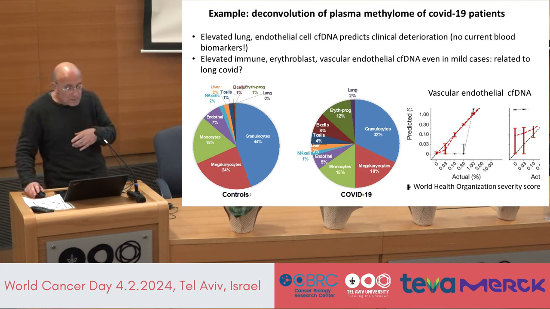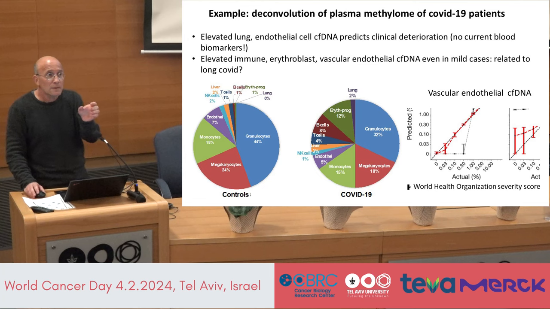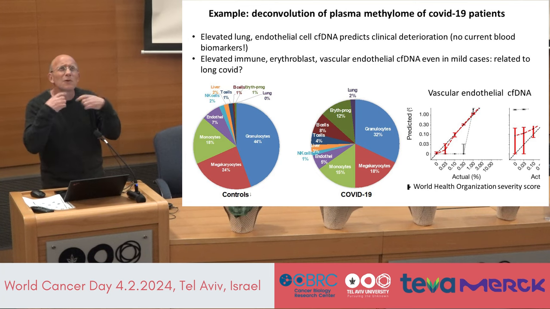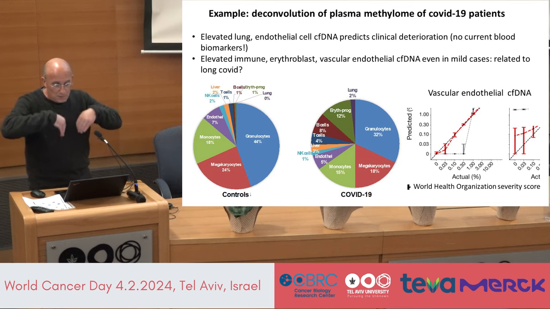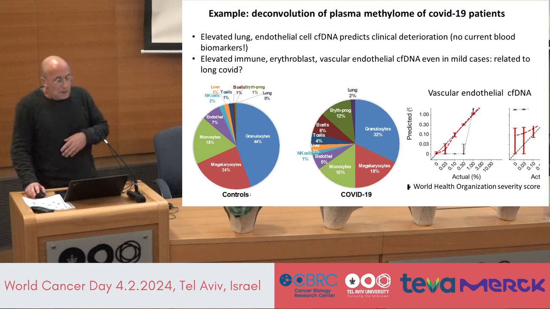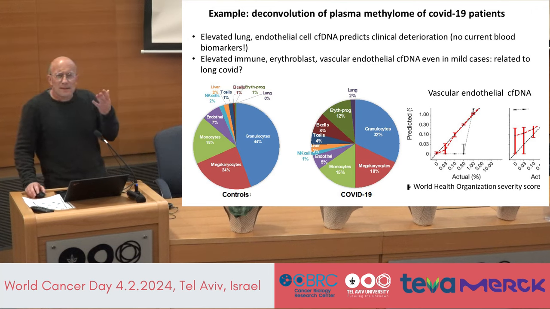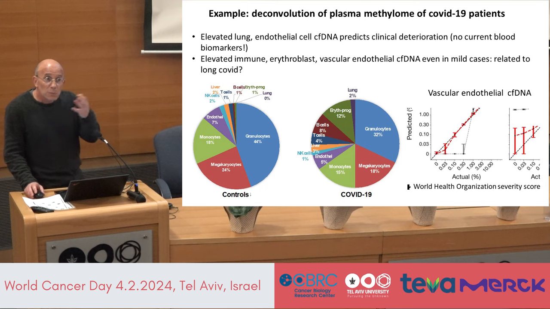For example, you see elevated lung cell-free DNA. You see zero in healthy people because it all goes to the cough, but for some reason in people with COVID, the architecture is inverted and it goes to circulation. We find elevated levels of endothelial cell-free DNA, vascular damage, which actually predicts clinical deterioration, and we don't have good biomarkers for that right now.